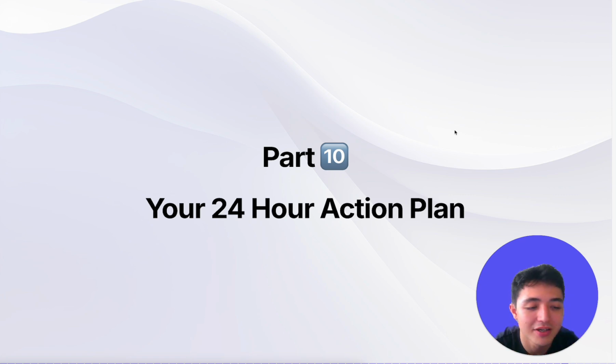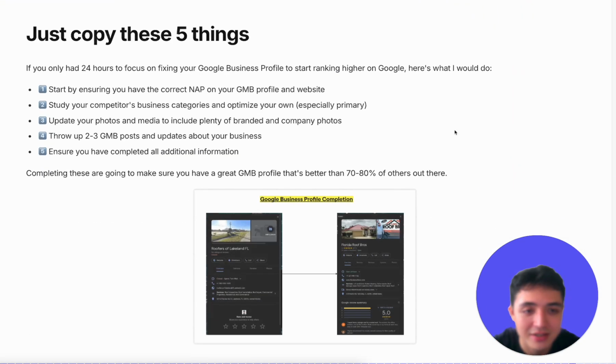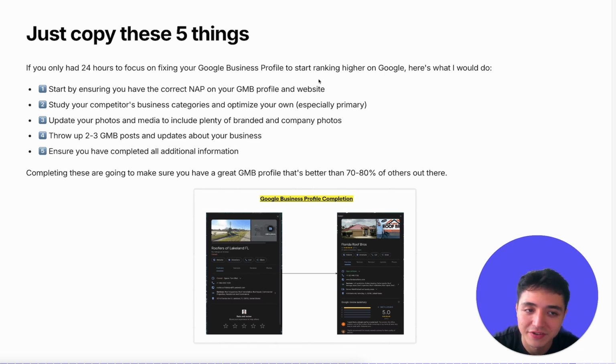Essentially just copy, use for your own business, and you'll have a really, really great optimized Google Business Profile. So if you only had 24 hours to fix everything on your Google Business Profile, to start ranking higher on Google, start getting leads, here is exactly what I would do.